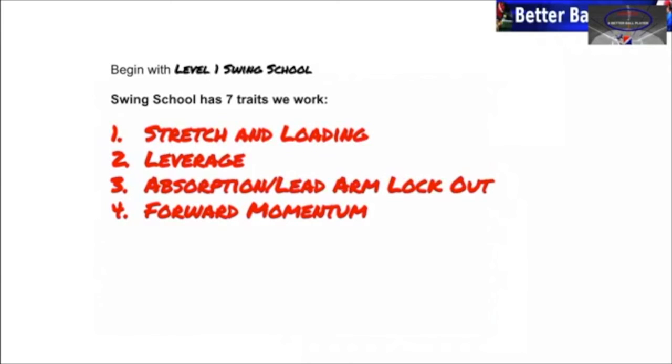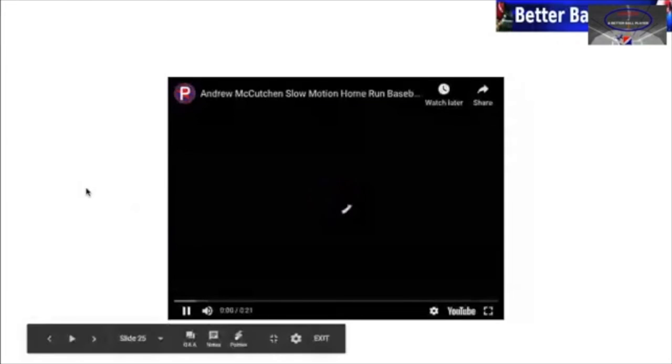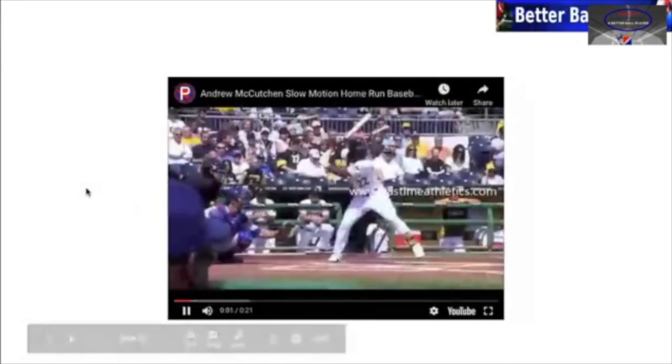It's going to follow what the hips are going to do. Do I use my legs when I hit? Yes, absolutely. Is it the main piece when I begin my swing? Absolutely not. It will help me, but the back foot will follow what the hips are doing. And what we have here, I believe, is Andrew McCutchen, and we'll let him go. What we're going to talk about is forward momentum, the ability to get forward.